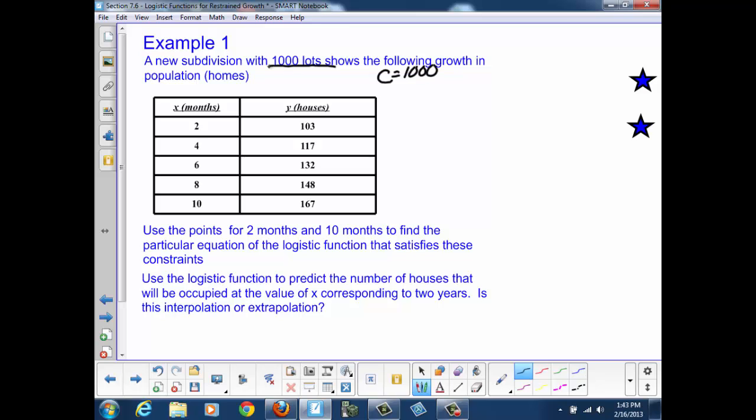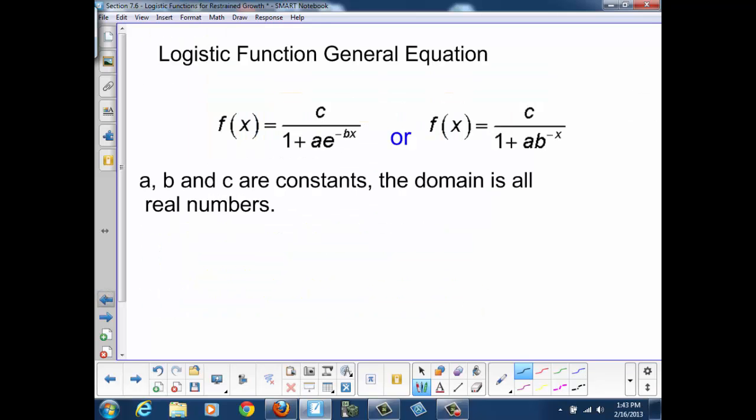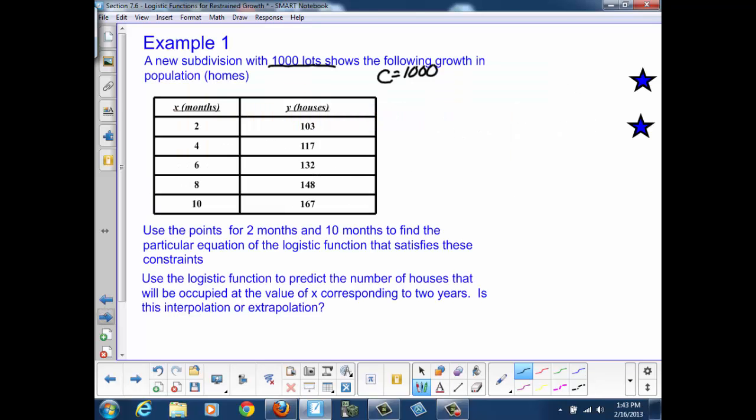From there, we're going to take the same approach we have with every other type of equation in this chapter. We're going to take our 2 data points and plug them into our general equation. Let's use the secondary equation here and solve for A and B. So our general equation is y equals c over 1 plus a times b to the negative x. And we're going to plug our values in.